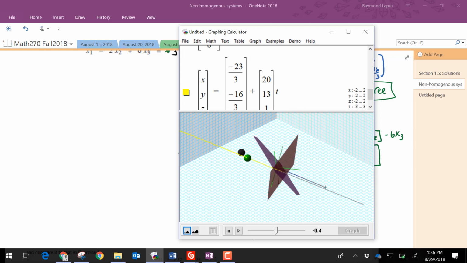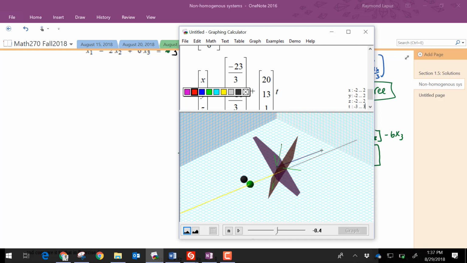And so that yellow line, there's a couple of things going on here. The yellow line is parallel to the original vector, right? Because they're both going in the same direction, 20, 13, and 1. The yellow line will pass through that point because that's how we define the yellow line. It passes through the green point. And maybe the yellow is hard to see. Can you guys see the yellow? What color? Red? So that line is now the solution to the planes intersecting.